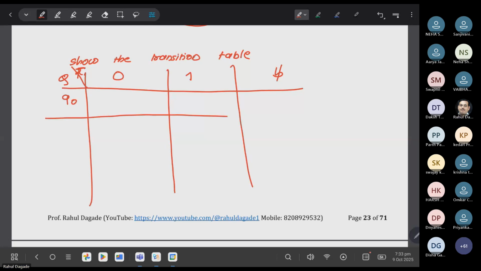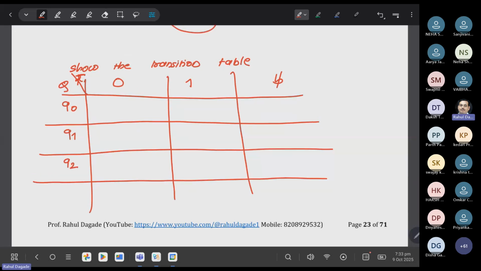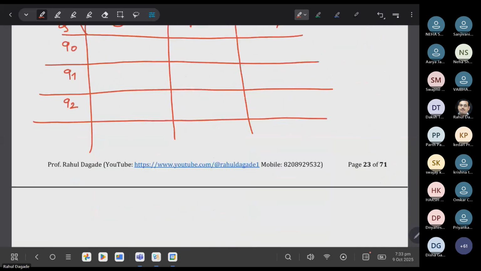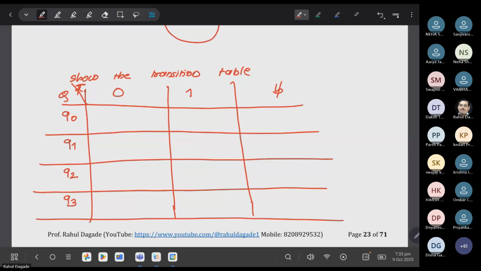Q0, Q1, Q2, and Q3. And finally, we have HA and HR for accept and reject. Q0 indicating a state null, that is nothing of 001. Q1 indicating out of 001, 0. Q2 indicating out of 001, 00. And Q3 indicating out of 001, 001. It has got it.